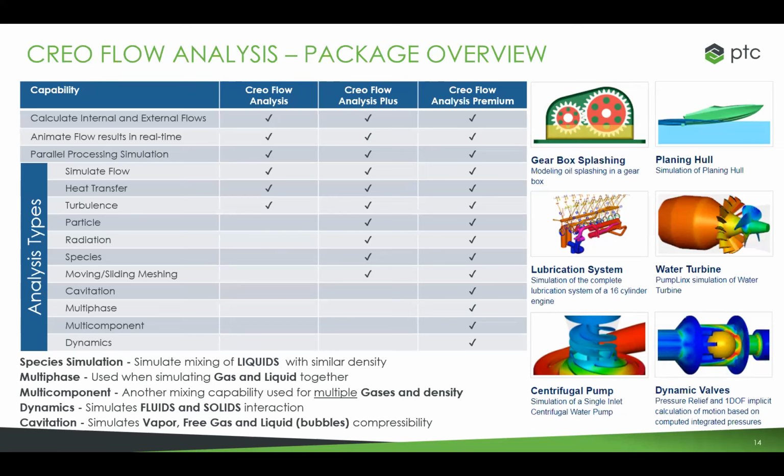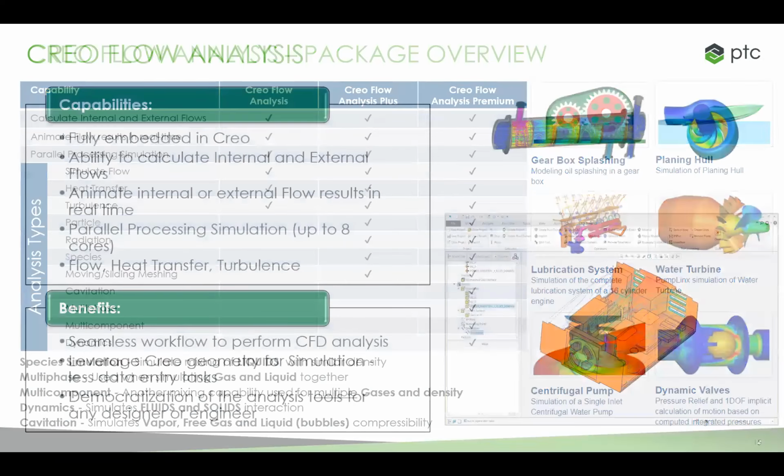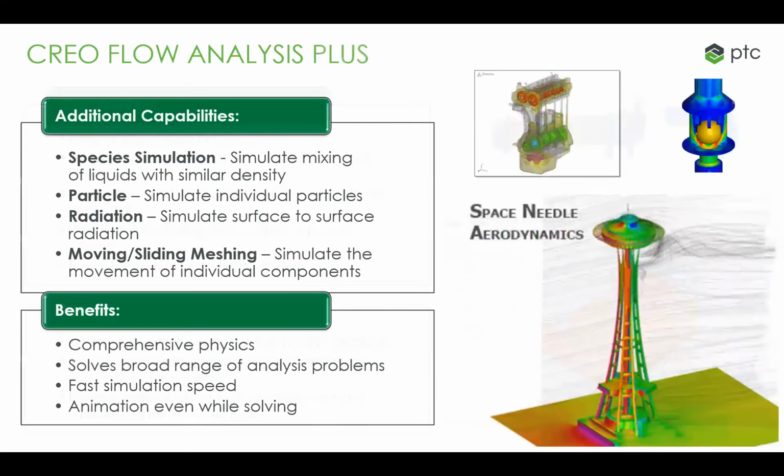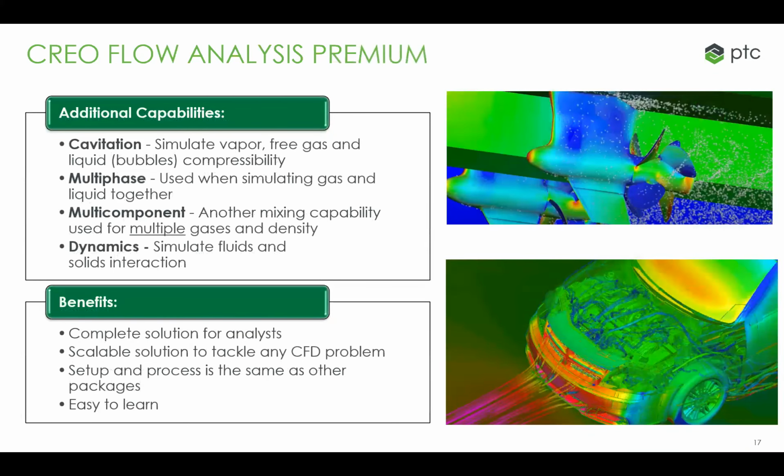But if you don't need to do some of those more complicated things, then you don't have to pay for it. You can get this simpler version, right? And it really just, like I mentioned, it's those physics options that you have available to you that change here. So the more physics options you have available to you in a higher package, you're going to be able to take advantage of those in a simulation. So, the flow analysis packages are all embedded in Creo. They all have similar benefits. This is an example of the flow analysis plus, some things that you might do: that dynamic valve, space needle, aerodynamics, things like that. And then the premium, which will give you the cavitation, multi-phase, multi-component, simulate fluid and solid interaction.